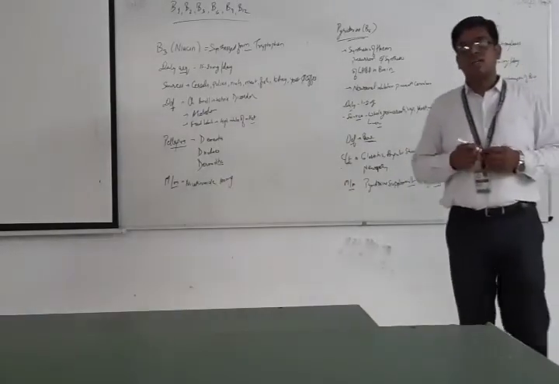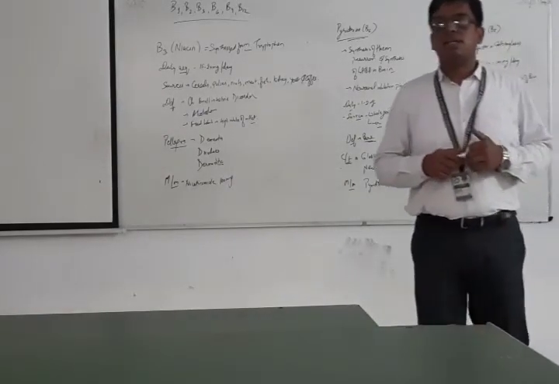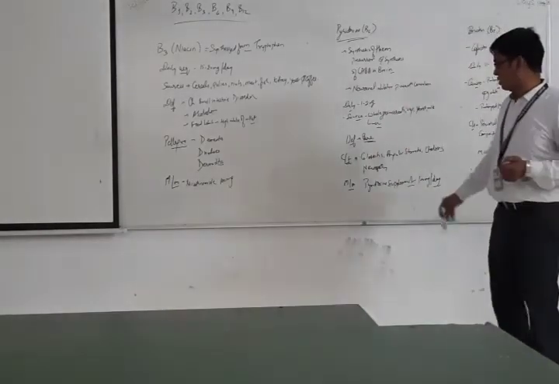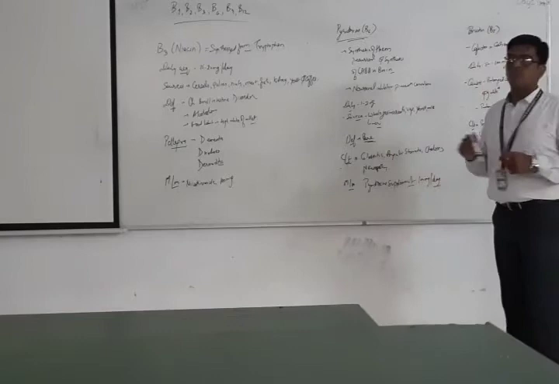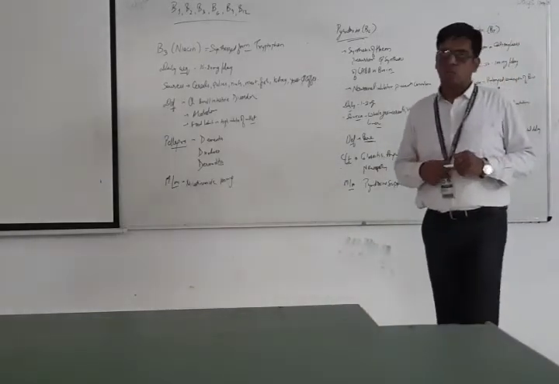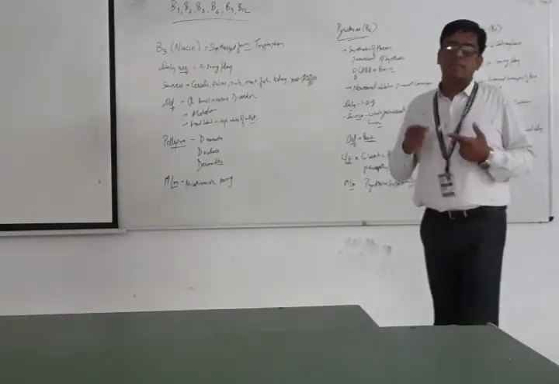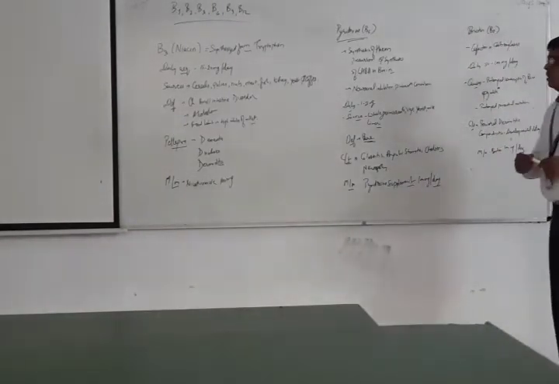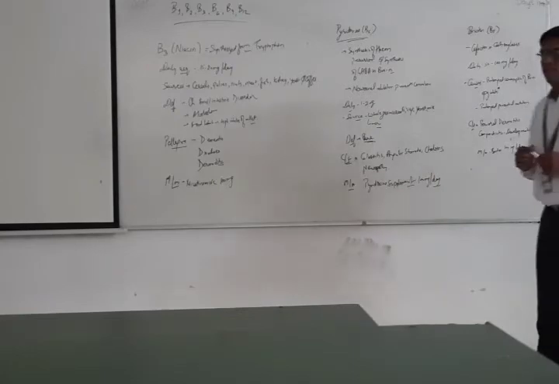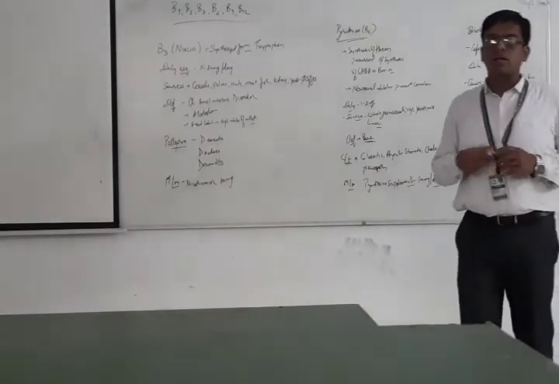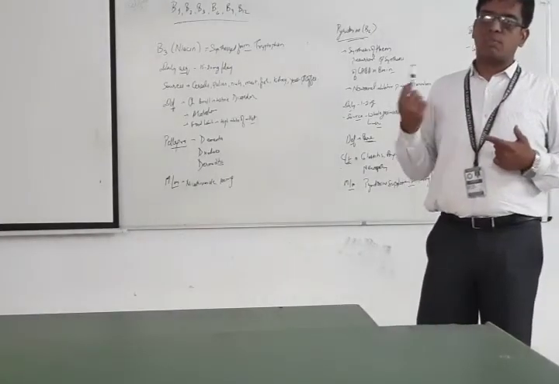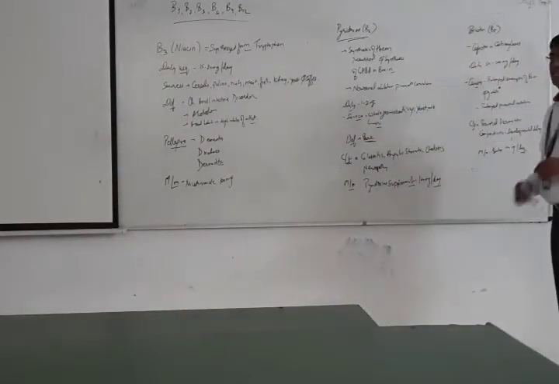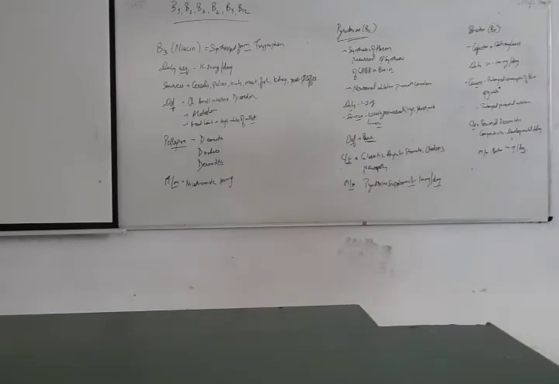Now, how to manage the deficiency of vitamin B6? The deficiency can be managed by supplementing vitamin B6 or pyridoxine. Pyridoxine supplementation of 100 mg per day is required. Now, we come to the next vitamin, B7, also known as biotin. Biotin acts as a cofactor in carboxylase enzymes. The daily requirement of biotin is 50 to 100 mcg per day.